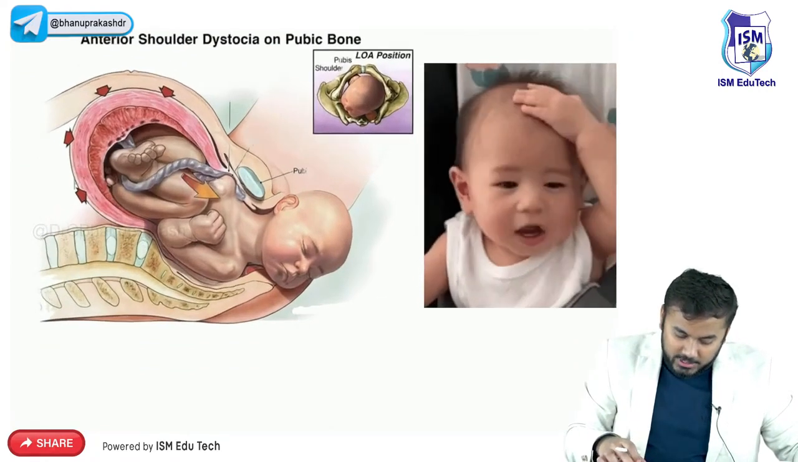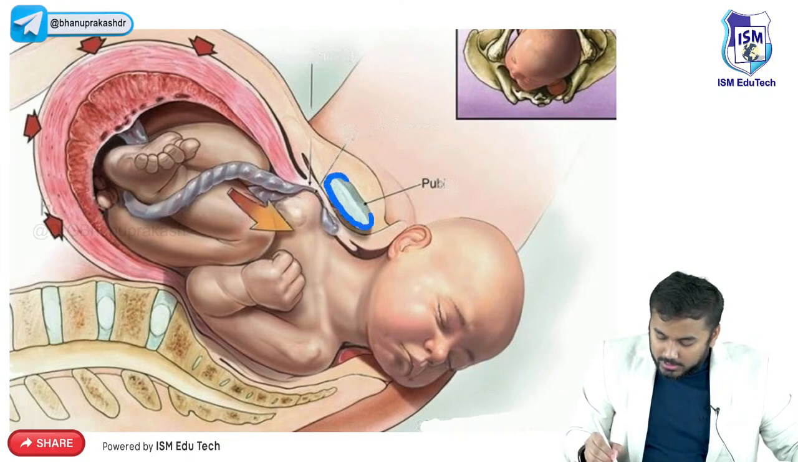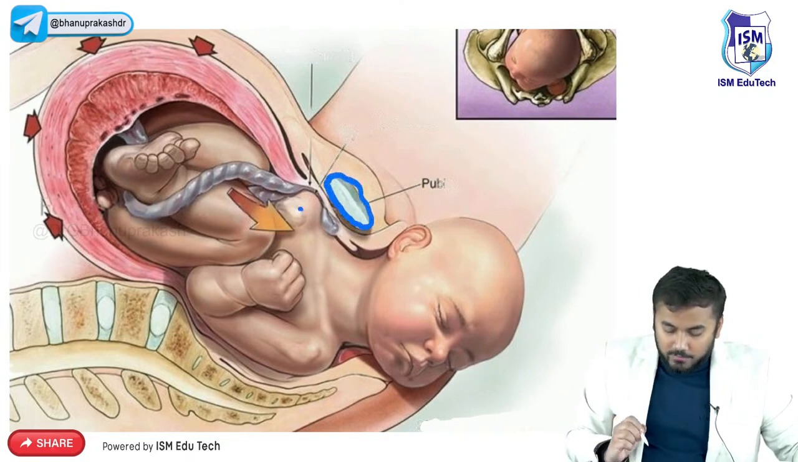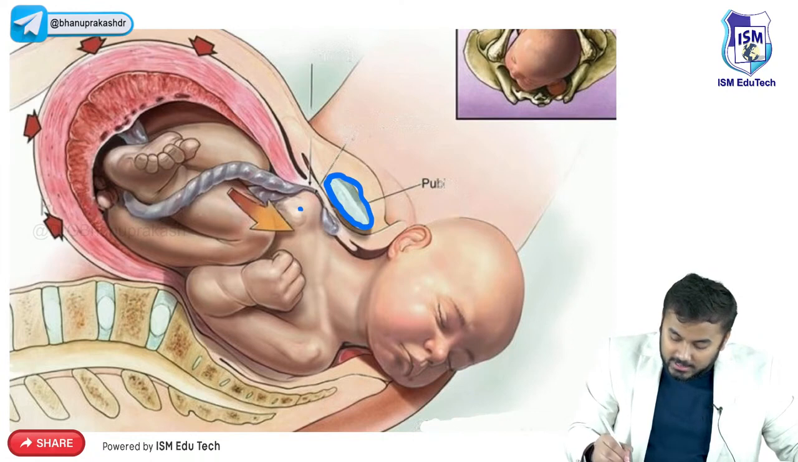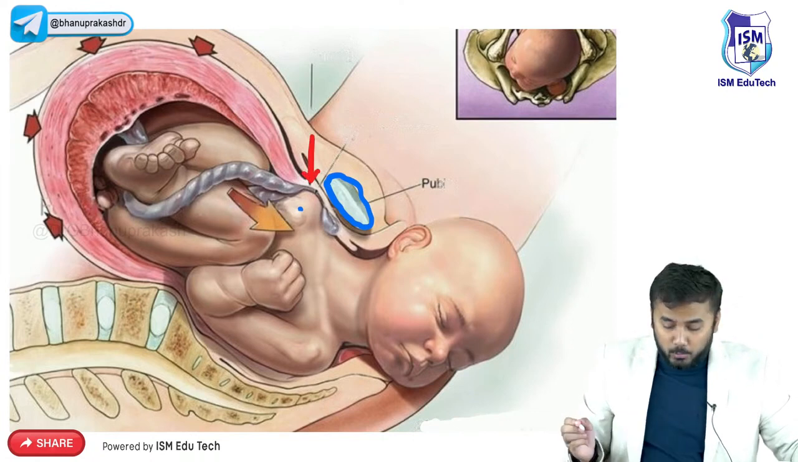Exactly, look at this picture here. Okay? Look at this. So this is your pubic bone, and this is the shoulder of the baby. Now, can everyone clearly see the arrow which I'm pointing to here? The umbilical cord is getting compressed against the pubic bone.